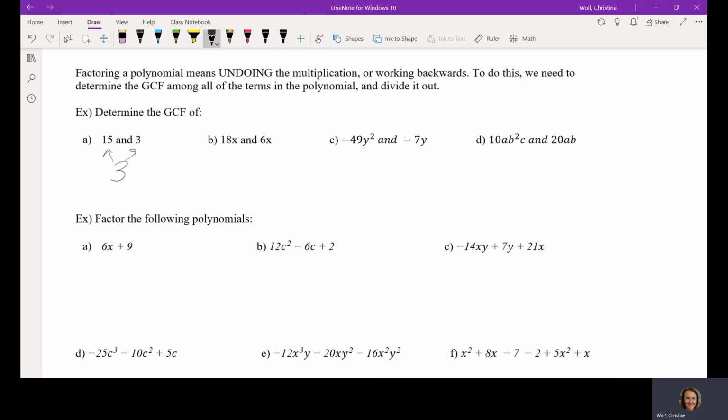On to the next one. Now I have letters attached as well. 18x and 6x. Okay, so first look at the numbers, 18 and 6. What can we divide 18 by? Well, we can divide 18 by 1, 2, 3, 6, 9, and 18. If we list all of the factors of 6 as well, we can divide 6 by 1, 2, 3, and 6. So they're both able to be divided by 6. So that's the greatest common factor. Yes, they can both be divided by 3, but that's not the greatest common factor. They can both be divided by 6.